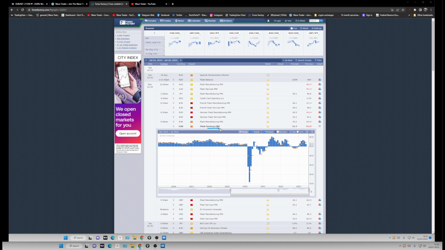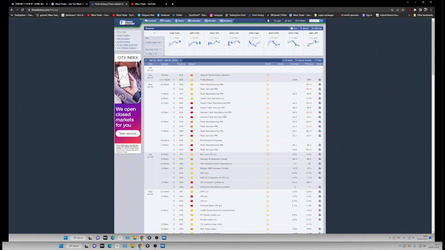So rates are biting the services sector as well, but not as much as the manufacturing sector. Manufacturing is more affected by the higher interest rate. So you're expecting services to fall too. If they go below the projection, going below 50, that's going to be really good for the euro dollar to keep dragging lower. That's the data you are looking for.